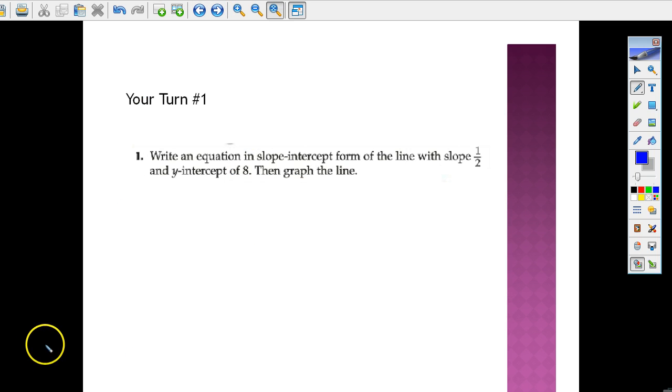Okay, so here's your turn number 1. Write an equation in slope-intercept form. Again, that is y equals mx plus b, with your slope as 1/2 and your y-intercept as 8, then graph the line. Come back when you're done.